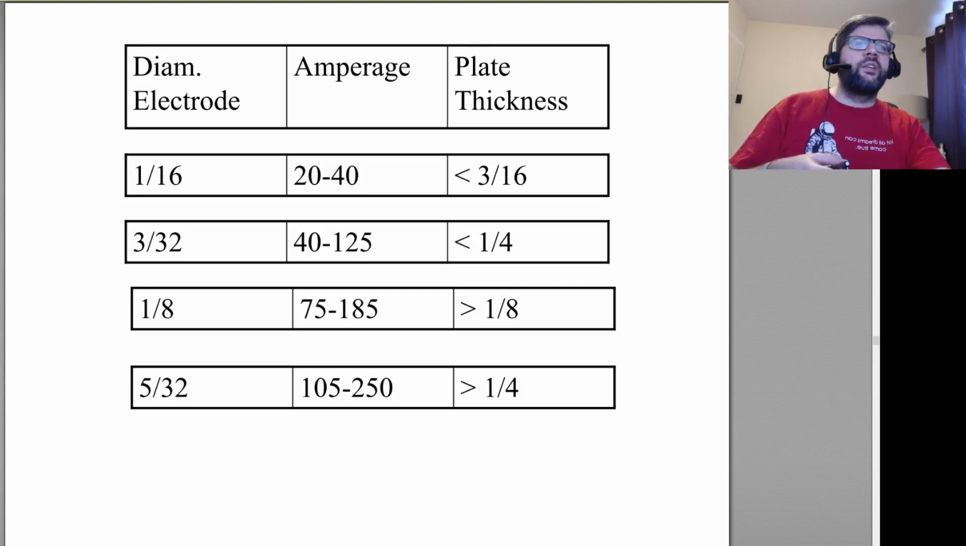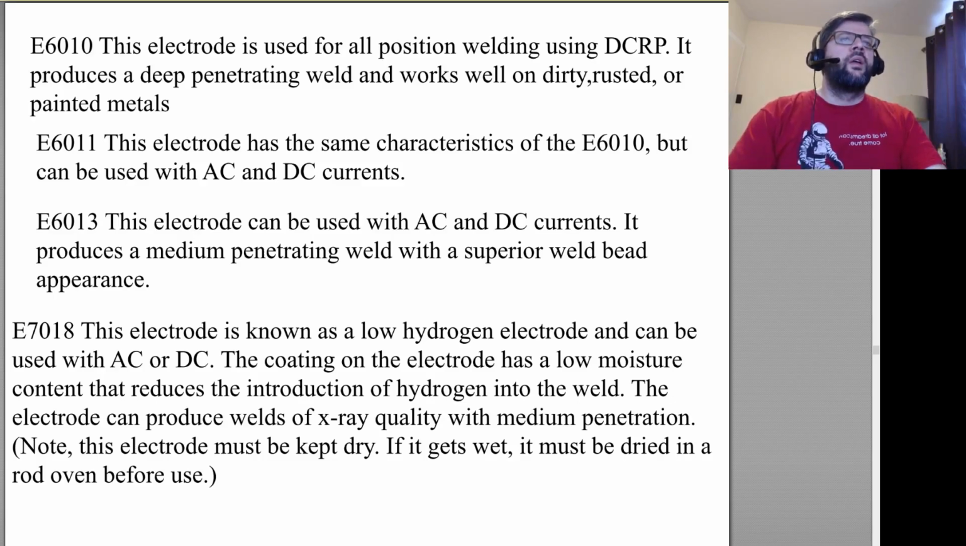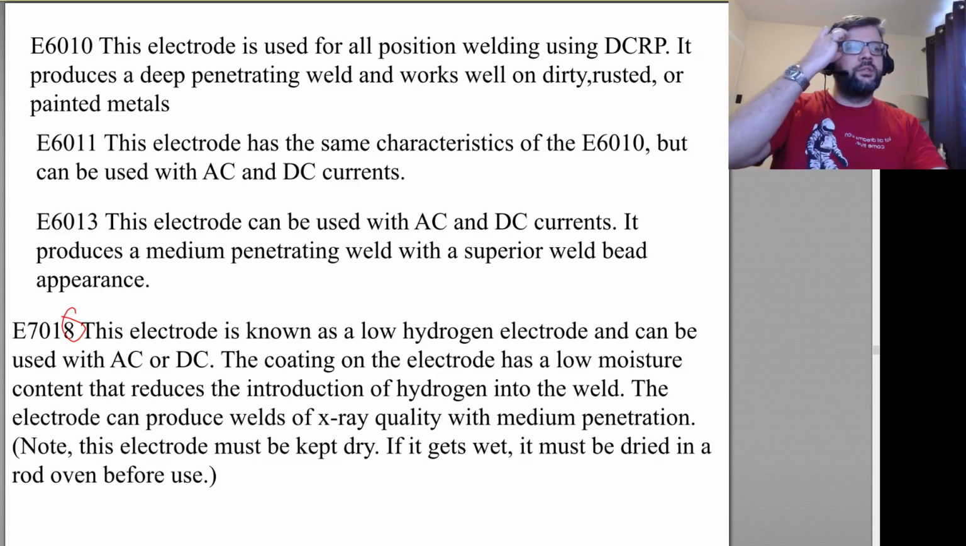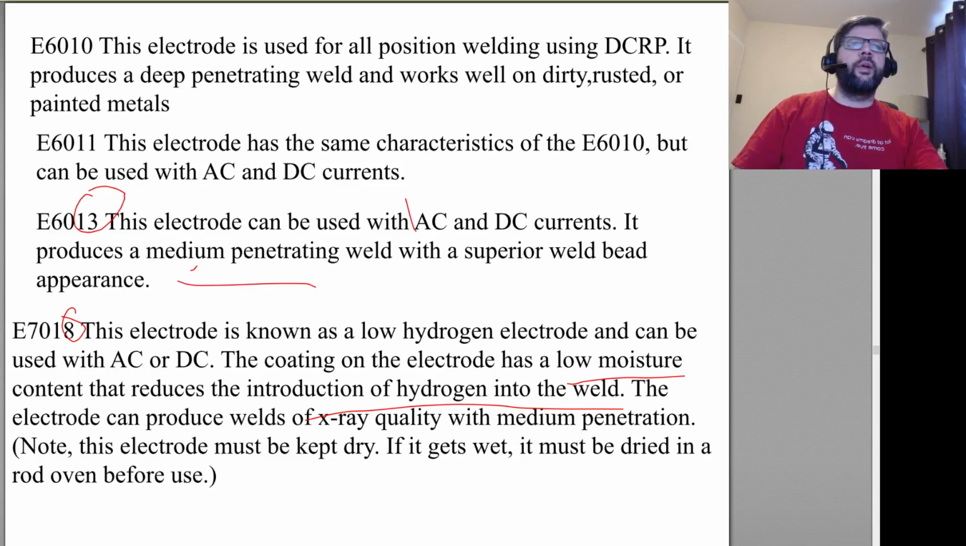Sorry, wrong order for the slides. Here, I'll skip back to this. So for example, this 8 here refers to a low hydrogen electrode, low moisture content. So you're getting less hydrogen in the weld, so very good welds there. 3 here can be used for AC and DC currents, medium penetrating weld, superior bead appearance.